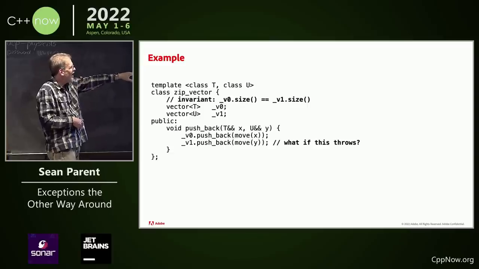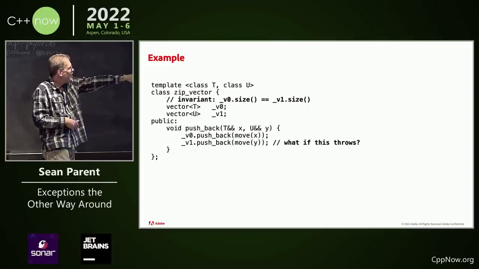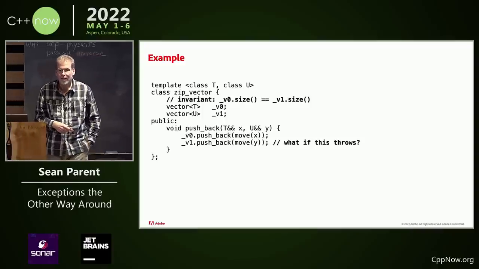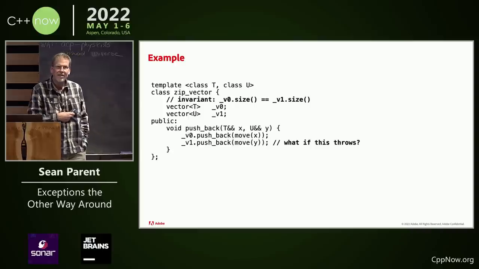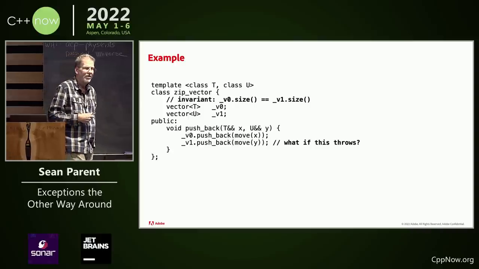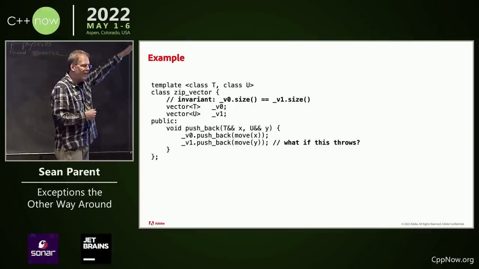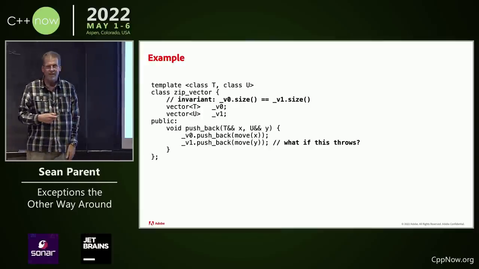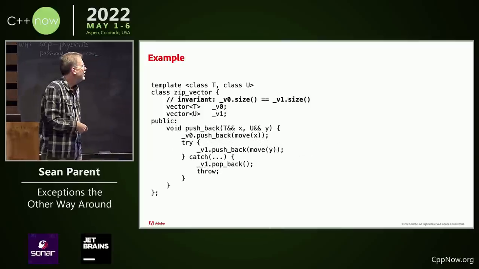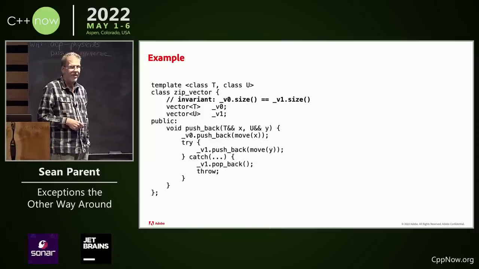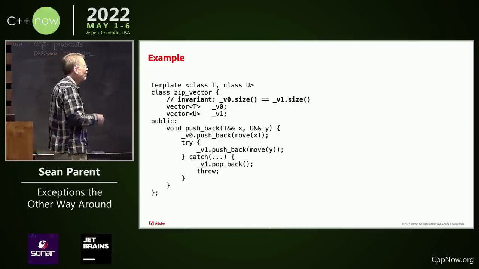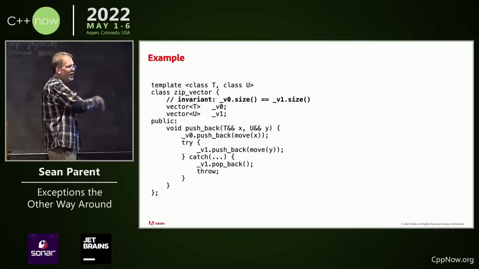We've got our push_back operation. What happens if that second push_back throws? Is this exception safe? No. We would violate our stated invariant right there. So we can fix it. We can rewrite the code like this. We've got to do the try catch. We do the pop_back.